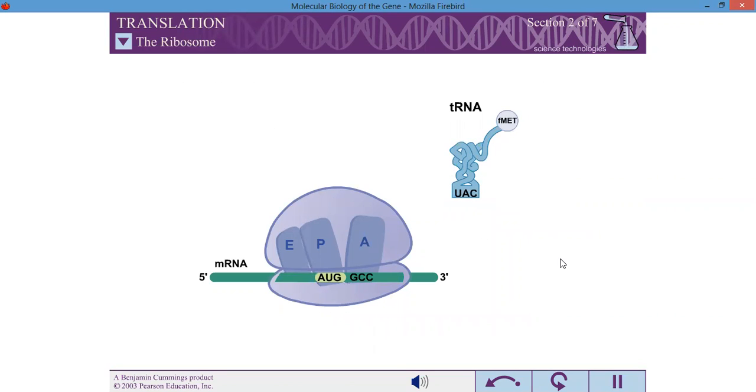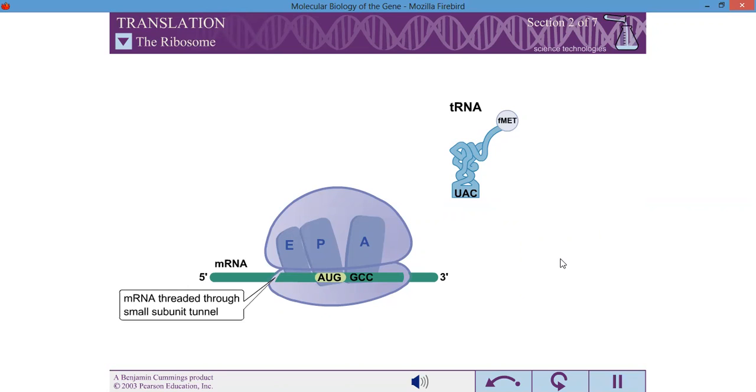The ribosome is uniquely designed to bring mRNA and tRNAs together. The mRNA is threaded through the small subunit, while the large and small subunits of the ribosome fit together to make tRNA binding pockets.